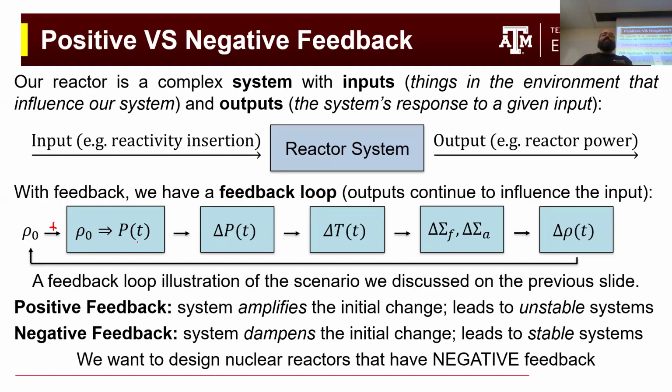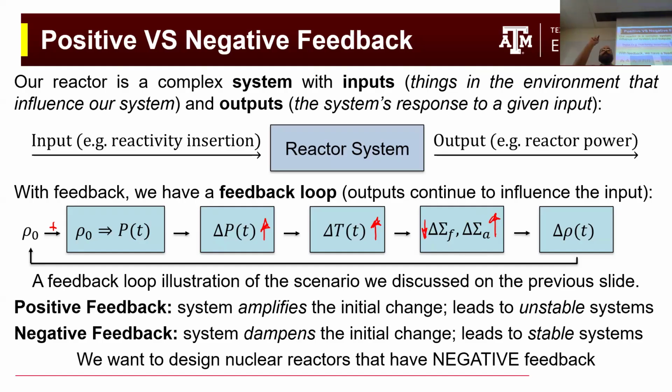So this positive insertion of reactivity causes a change in the power. Specifically, it causes the power to increase exponentially. When the power increases exponentially, it causes the temperature to increase as well. The increase in temperature affects my cross sections and causes them to change. Specifically, it causes my sigma A to increase, and it causes my sigma F to decrease.